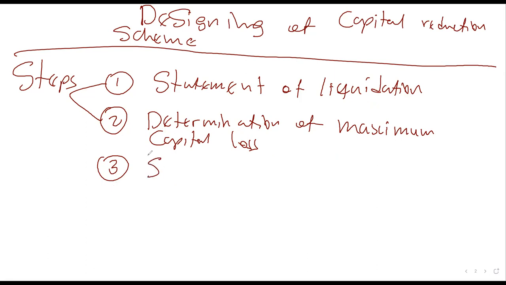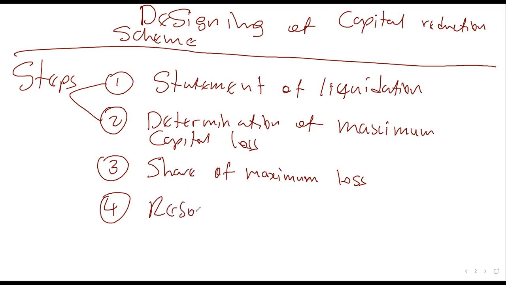Step 3, share of maximum loss or maximum capital loss. So now you have to share the loss among the key stakeholders. Step 4, you now tell the examiner the resource requirement or capital requirement.